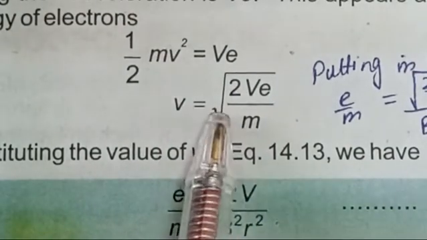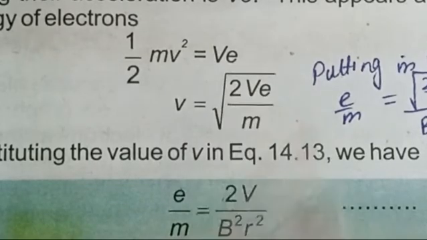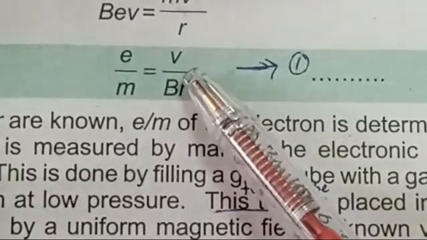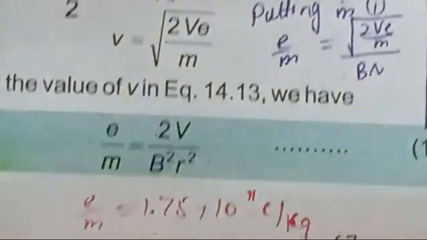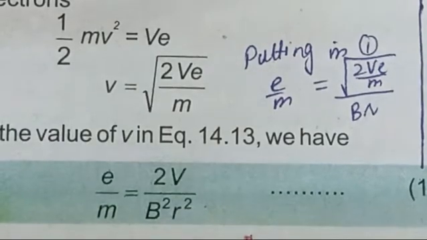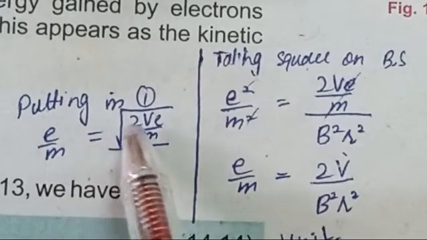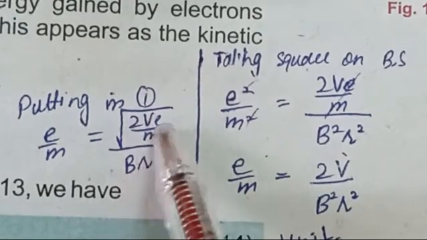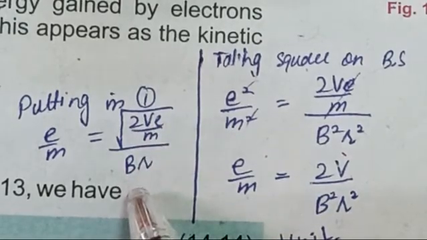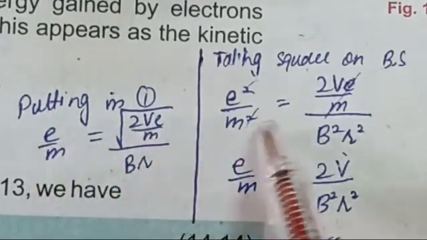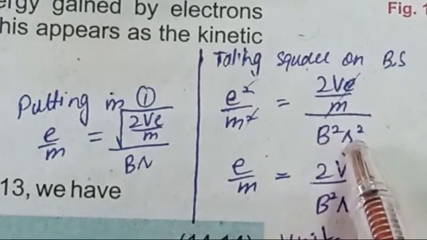Now by putting this value of v in the above equation, e over m is equal to v over BR, putting the calculated value of v here, you can easily calculate the final equation, that is e over m is equal to 2V over B square R square. Now I have put the value of v: e over m is equal to the square root of 2Ve over m, over BR. Simple calculation. To eliminate this square root, take square on both sides. e square over m square is equal to 2Ve over m, over B square R square.